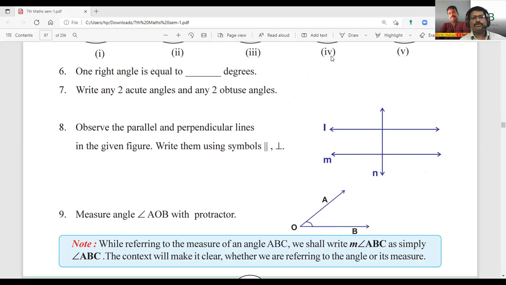Okay. So now I am going to clear all the drawings. Measure angle AOB with the protractor. So you can use the protractor to measure this. Okay, Nana. So I think it is an acute angle. Am I right? Acute angle. Right.